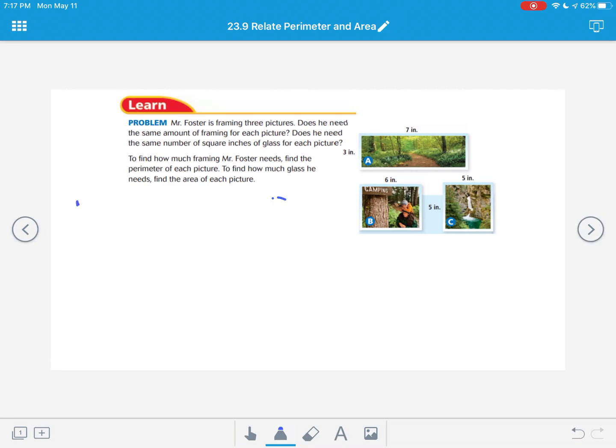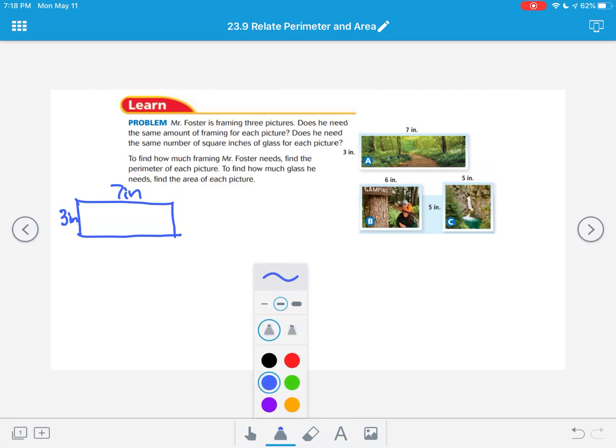Let's start with the big long rectangle. Go ahead and draw this in your journal. We have the first picture frame, which is 3 inches by 7 inches. Although it does not give me the measurements for the other sides, I know that rectangles have 2 pairs of equal sides. So I know that the other sides are also 7 inches and 3 inches.